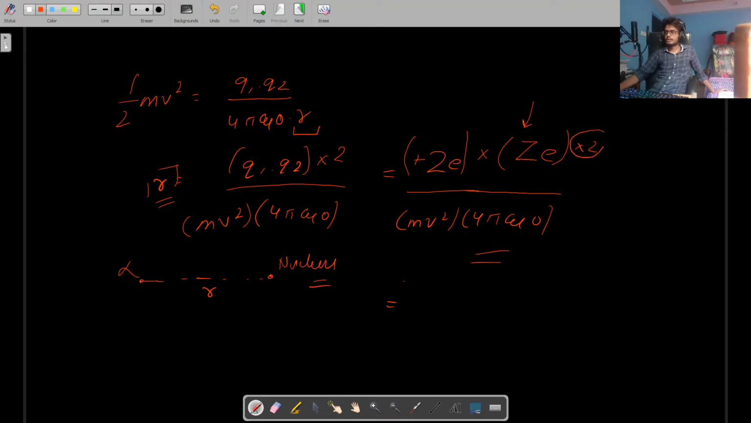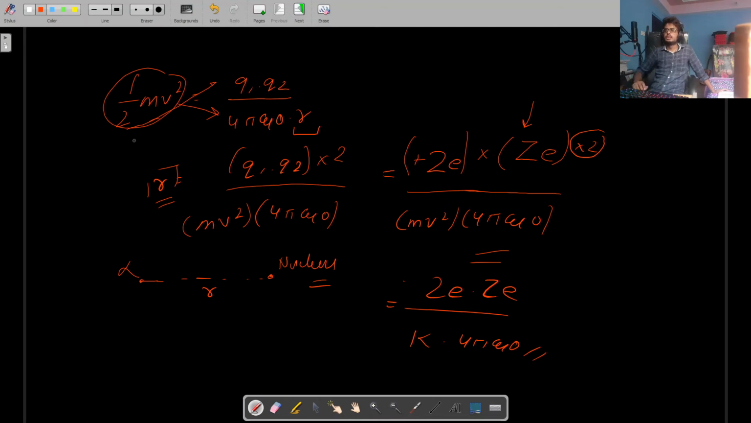Don't keep the two up, keep the two below only. You can write 2e into Ze divided by half mv square, so this is kinetic energy, into 4 pi epsilon naught. So you'll get a simplified formula. I'm taking half mv square to the denominator, rather than multiplying this 2 to the other side. I'm not cross multiplying the two. I'm taking half mv square as a whole. Half mv square is basically K, the kinetic energy, so I replace half mv square with K.